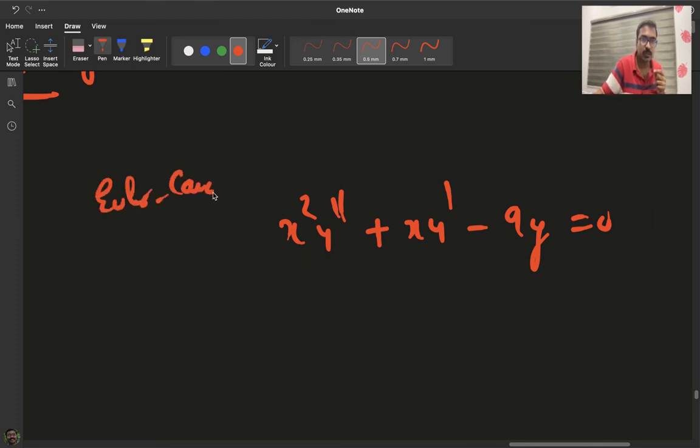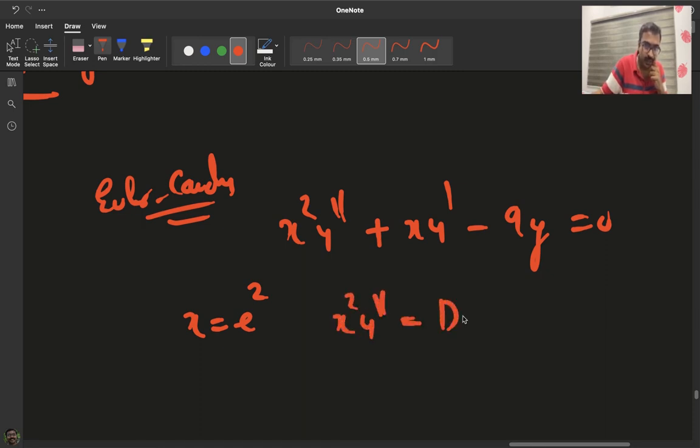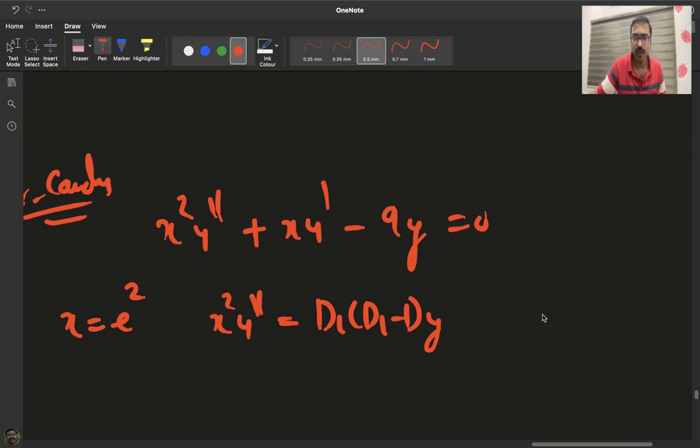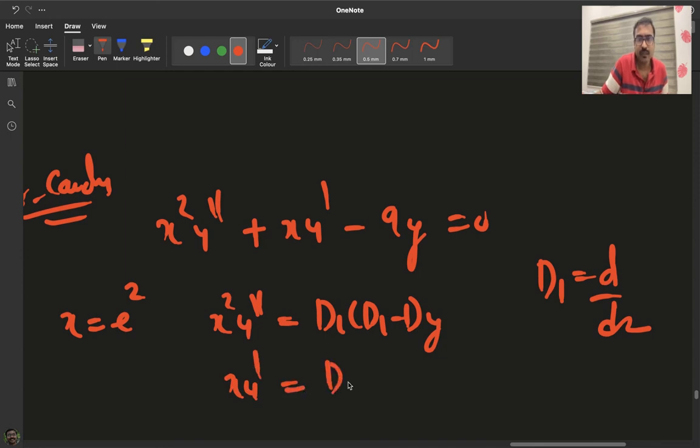Okay, so that is of that form. So what will you do in that equation? You give the substitution x is equal to e raised to z. Once you give the substitution, what is your x square y double dash? That is d1 into d1 minus 1 into y, or you can simply write d into d minus 1, if you understand the meaning of d. I am giving d1 so that you will not get confused with d. d1 is simply d by dz, and similarly your x y dash will now be just d1 y.